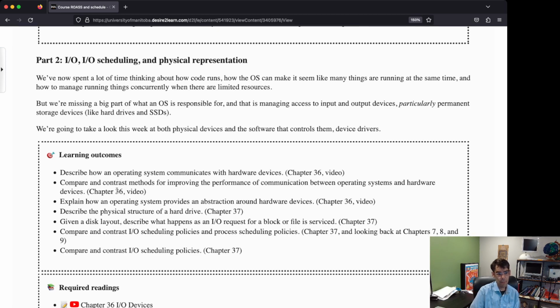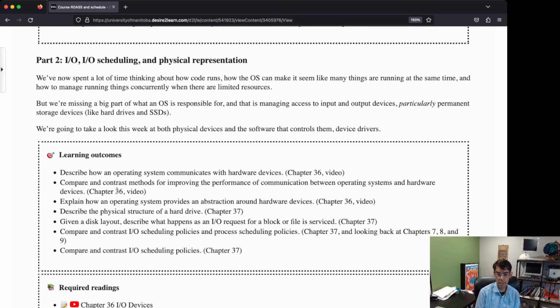These 3 learning outcomes, describe how an operating system communicates with hardware devices, compare and contrast methods for improving performance of communication between operating systems and hardware devices, and explain how an operating system provides an abstraction around hardware devices, are learning outcomes that will be assessed on a final exam. You're not being assessed on this in any way on assignments or labs, and this is entirely going to be on a final exam.